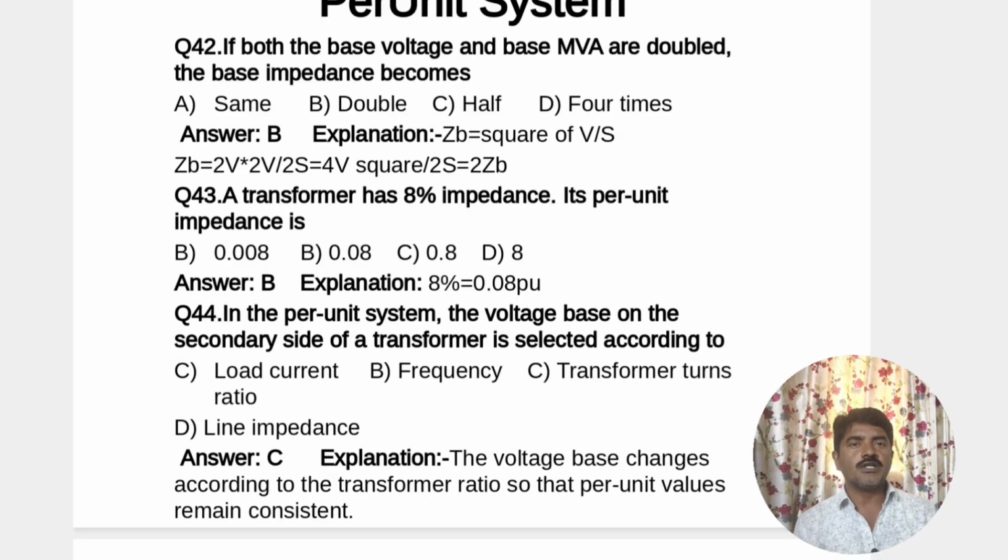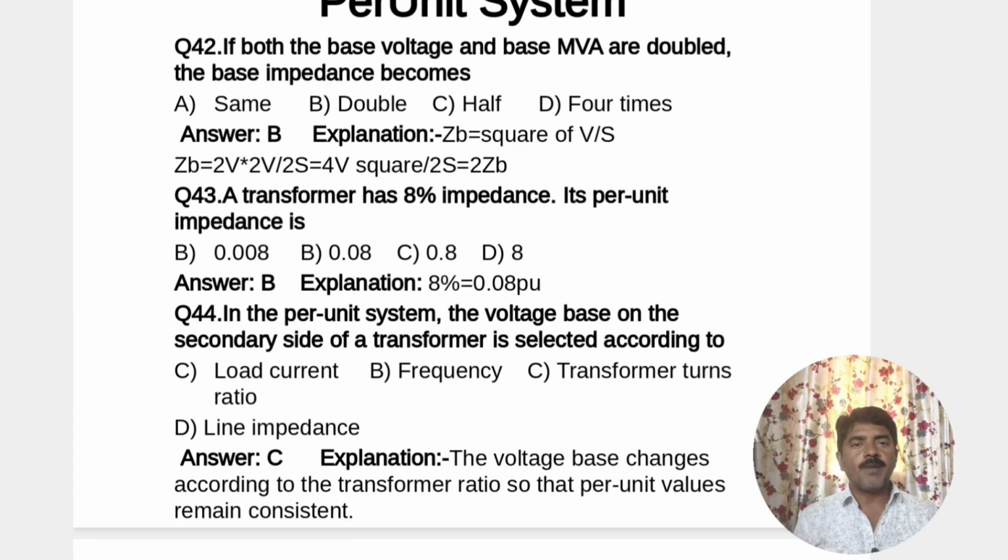42. This is a very important question. If both the base voltage and base MVA are double, the base impedance becomes, here ZB is square of base voltage by base power. Here both are doubled. Here voltage is squared. So one double is cancelled, another double is there. So here B is the answer. 43. A transformer has 8% impedance. Its per unit impedance is 8 by 100, that is equal to 0.08. Here B is the answer.